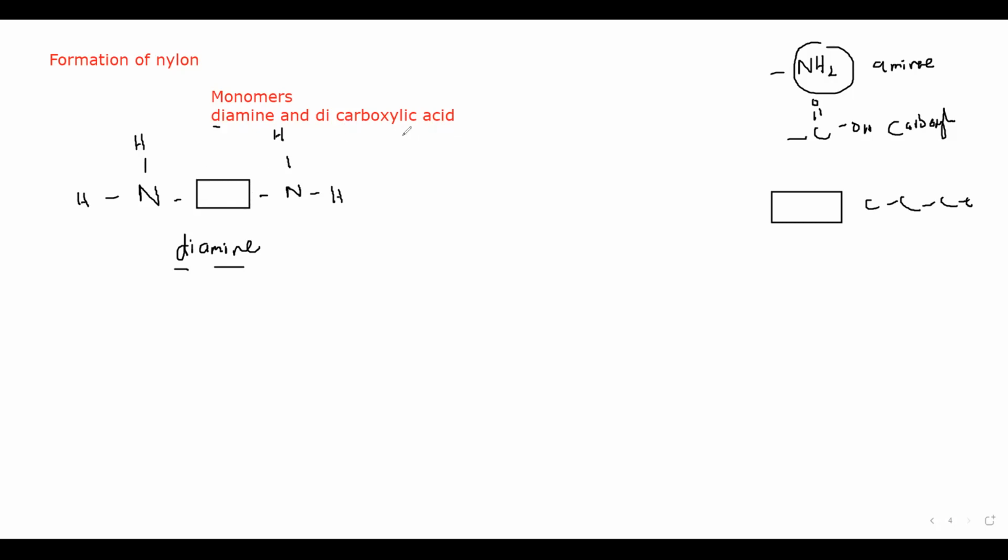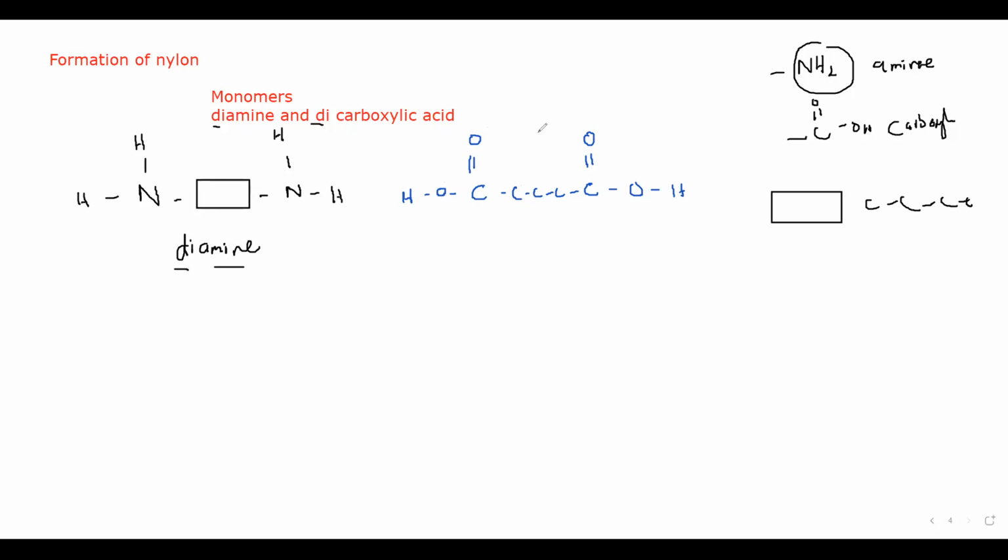Then what about dicarboxylic acid? Di means 2 and carboxylic. So what is a carboxylic group? When I draw a carboxylic group, it is C double bonded with O and OH. So we have two carboxylic groups: C double bonded with O, O and H, and another carboxylic group, C double bonded with O, O and H. And between them, there are carbon atoms.